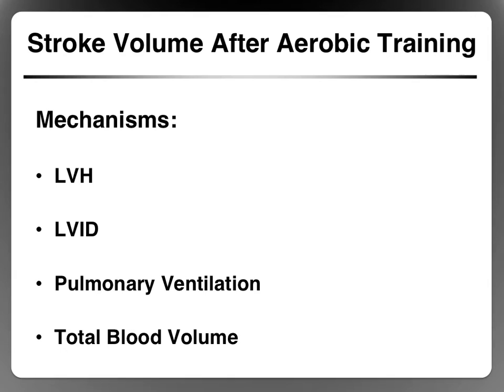The factors that we will talk about that contribute to an increase in stroke volume with training are left ventricular hypertrophy, left ventricular internal diameter, pulmonary ventilation, and total blood volume. We're going to talk about these on the next recording. Let's talk now about LVH and LVID.